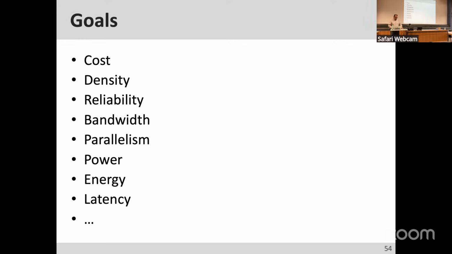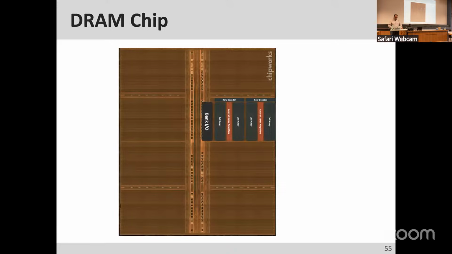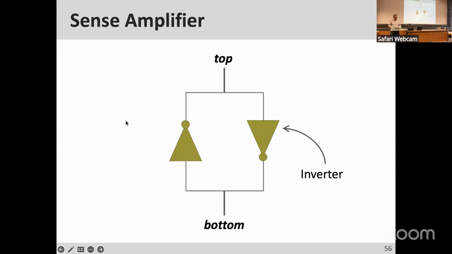Essentially, these are the different goals, and in a DRAM chip you have several DRAM banks. In each bank, I think I have a better picture later, there is also the sense amplifier. I think you are again aware of the architecture: cross-coupled inverters, the simple implementation of the sense amplifier, and you have an enable signal to enable the sense amplifier or not.